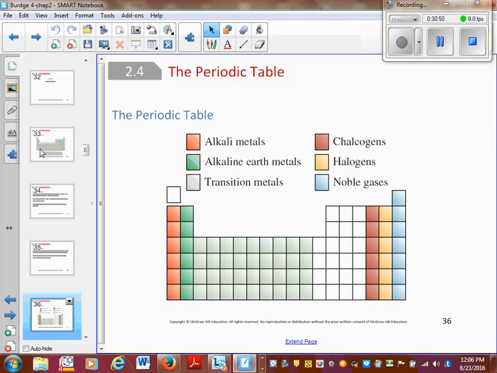Group 6 starts with oxygen. That's the chalcogens. You don't hear that referred to too much. Group 7, fluorine, chlorine, bromine, and iodine are the halogens. And group 8A are the noble gases. When I was in high school, they were still calling them inert gases because they wouldn't react with anything, but they did find a way to make some of them react under extreme conditions. So now they're called noble gases, and that's really the key to the periodic table.